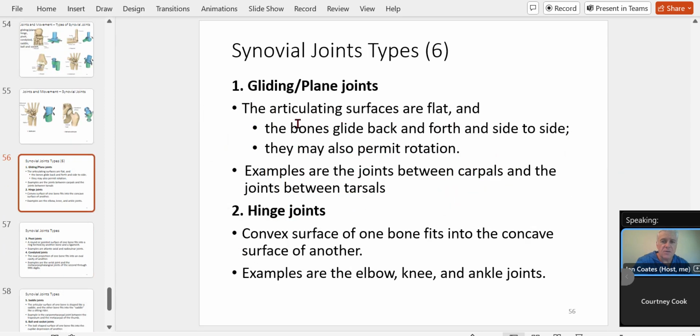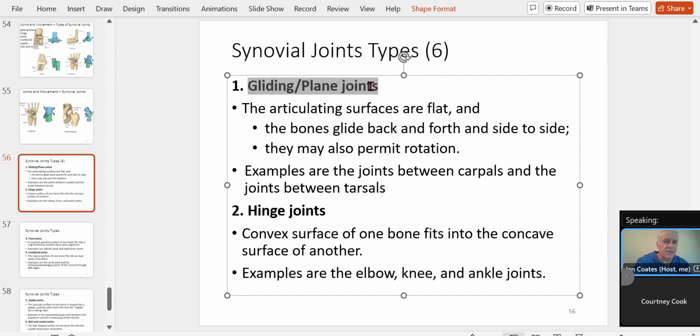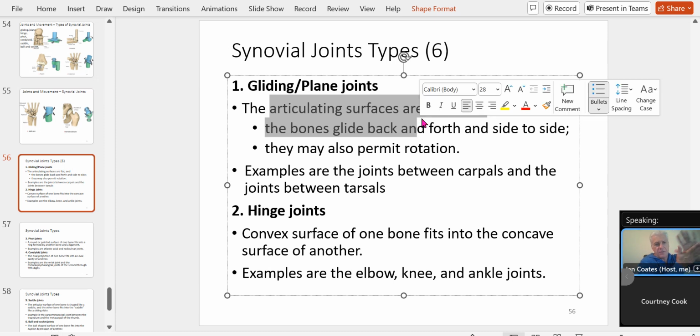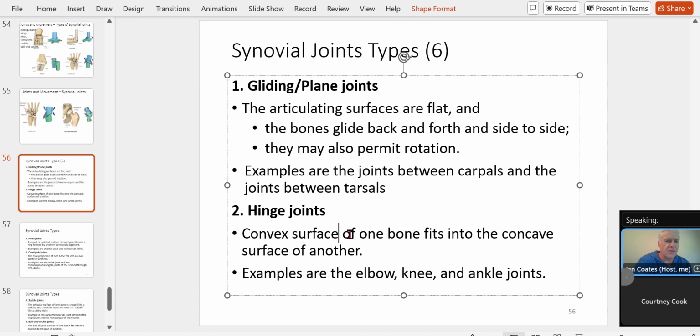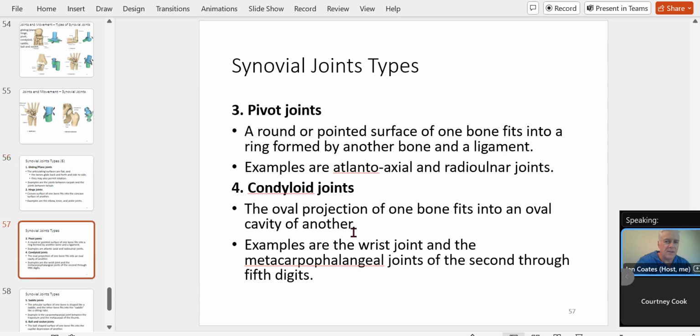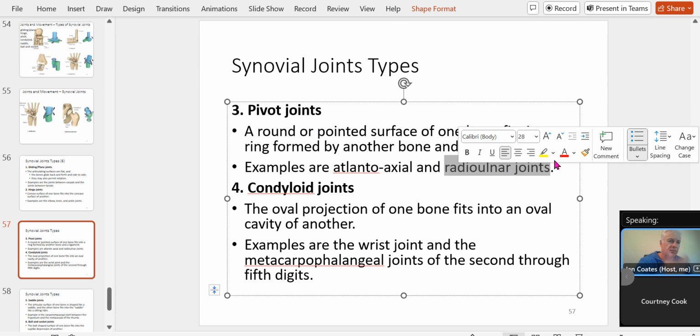And this goes into, if you want to read about it. There's your gliding joint. There's your hinge joint. And how they articulate there. The articulating surfaces are flat. That one there sits on a flat plane. Hinge joint there: there's your elbow, knee, some ankle, your ankle joint there. Pivot joint there. That's your radio-ulnar joint.